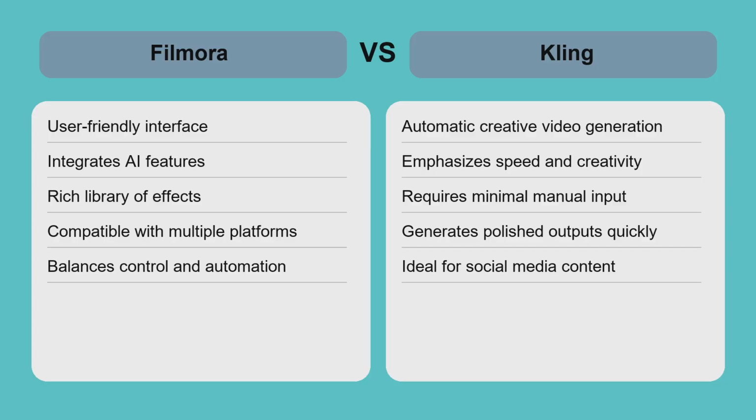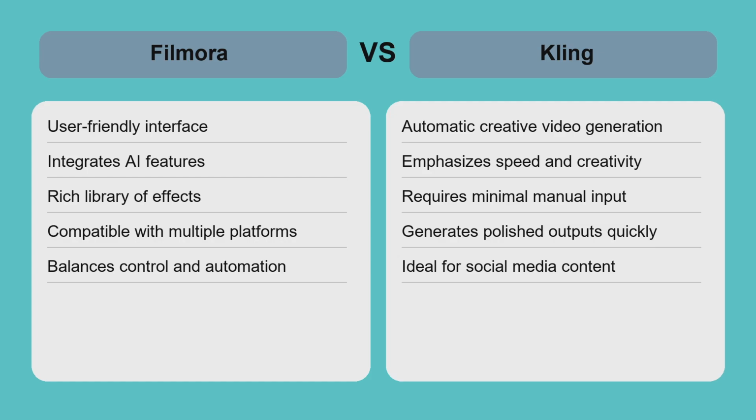Kling, on the other hand, prioritizes rapid AI-driven creativity, ideal for generating visually striking videos quickly without traditional editing skills. If you need detailed edits and versatility, Filmora is preferable. For fast, creative outputs with minimal input, Kling stands out. Trade-offs include Filmora's steeper learning curve versus Kling's limited manual control.